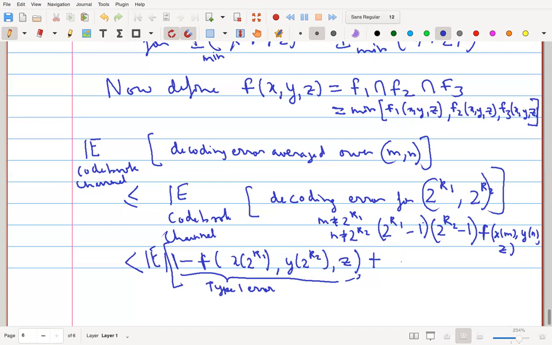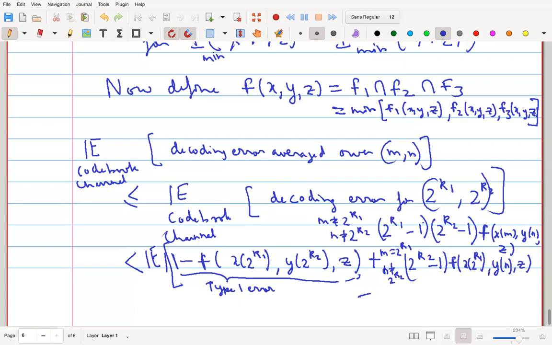So the second case would be m is equal to 2 to the R1, but n is not equal to 2 to the R2. So first let me write. How many of them are there? There are 2 to the R2 minus 1, and f of x 2 to the R1, y n, z, and this is m equal to 2 to the R1, n not equal to 2 to the R2.